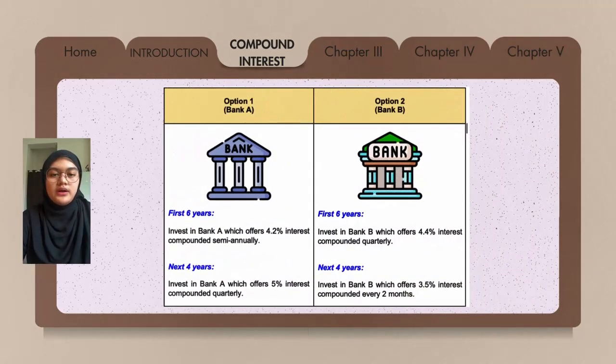Option 1 is Bank A. First 6 years, invest in Bank A, which offers 4.2% interest compounded semi-annually. Next 4 years, invest in Bank A, which offers 5% interest compounded quarterly. The second option is Bank B. First 6 years, invest in Bank B, which offers 4.4% interest compounded quarterly. Next 4 years, invest in Bank B, which offers 3.5% interest compounded every 2 months.